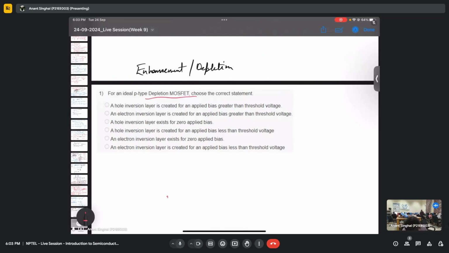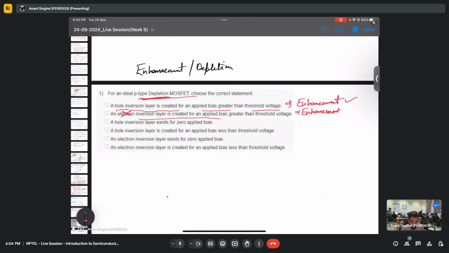It is saying that the inversion layer is created for an applied bias greater than threshold. So this is the case for enhancement, right? But it is asking for depletion. So let's go to the second option. The electron inversion is created. Again, this is enhancement. And this is a P-type depletion MOSFET. So what we will have is an N-type substrate, in which the layer that will be formed is for holes. So this is correct for enhancement. This is even a wrong statement, that electron inversion layer is created. So both of them are incorrect because they are talking about enhancement first of all.